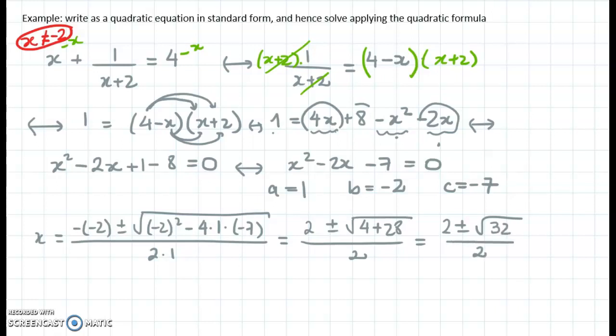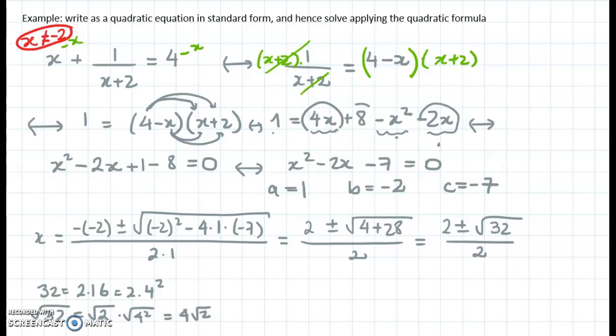I would like to simplify this expression a little bit. 32 is the same as 2 times 16, which is the same as 2 times 4 squared. So I'm going to use that fact to find, in a simplified form, the square root of 32. So this is going to give me the square root of 2 times the square root of 4 squared. So this is 4 square root of 2.